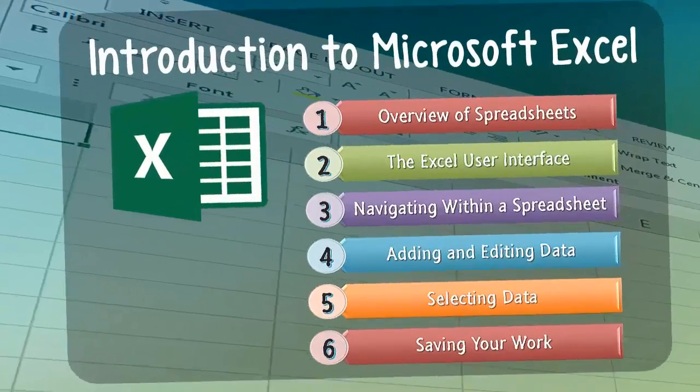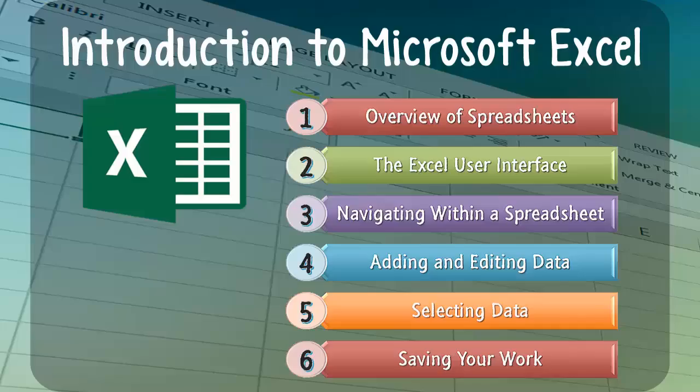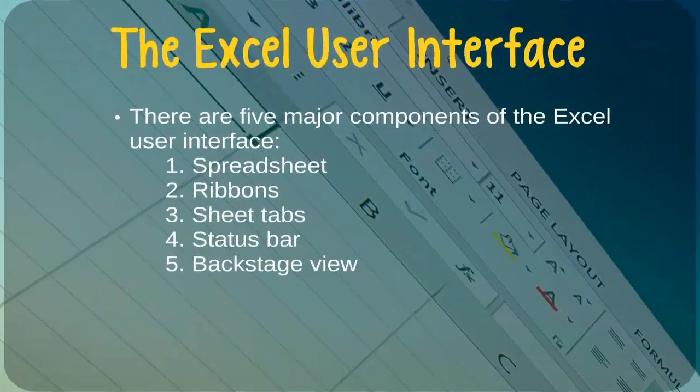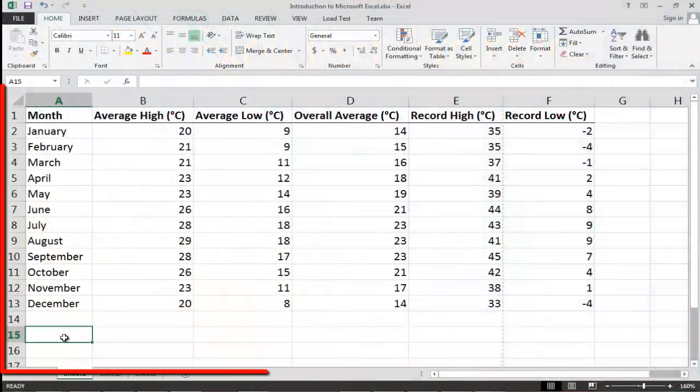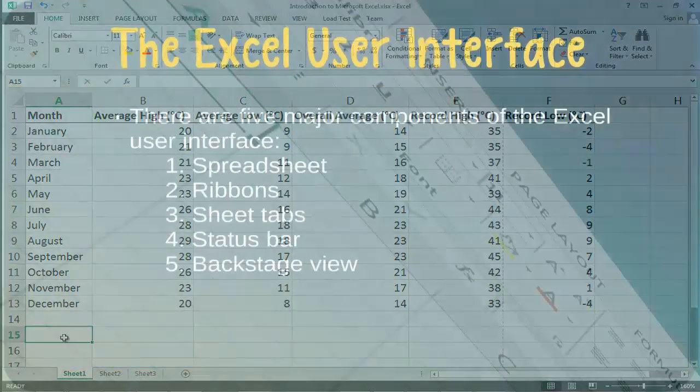Next, let's learn a bit about Excel's user interface. Speaking broadly, there are 5 major components of the Excel user interface. The first major component is the spreadsheet, which, as we saw earlier, is composed of cells that are arranged into rows and columns. The spreadsheet is the primary area where work is done within the software program, and it is for this reason that it takes up most of the space on the screen.